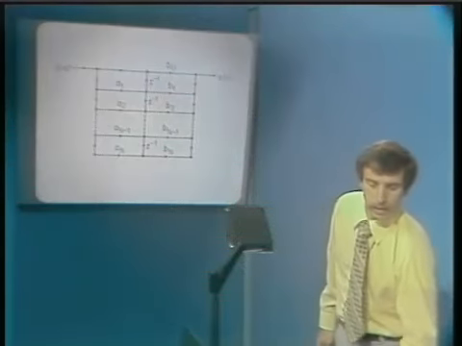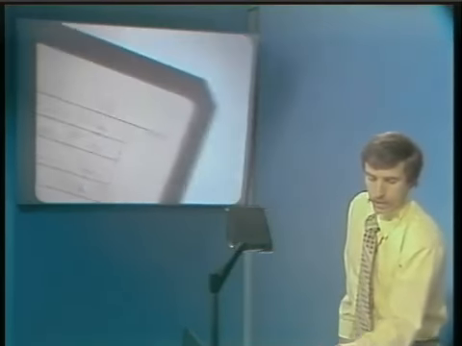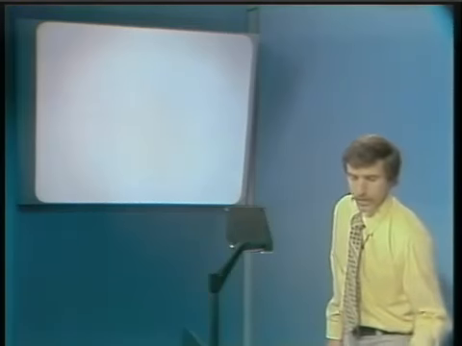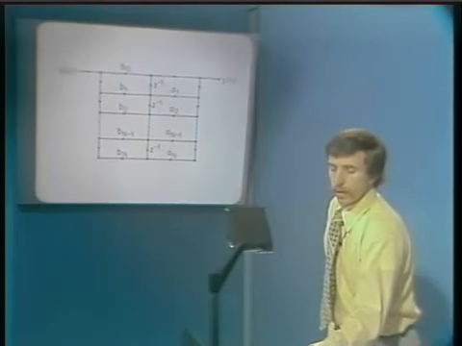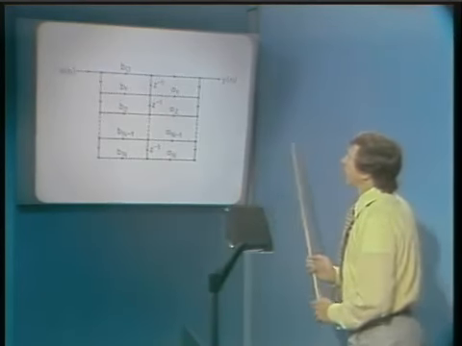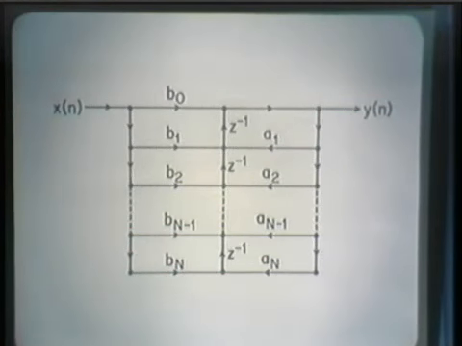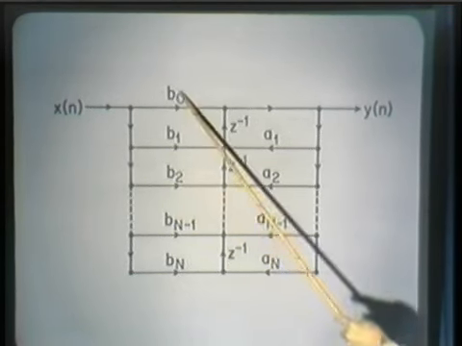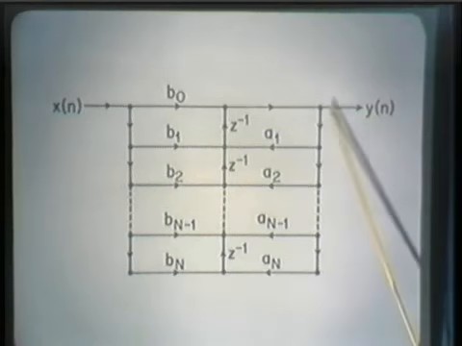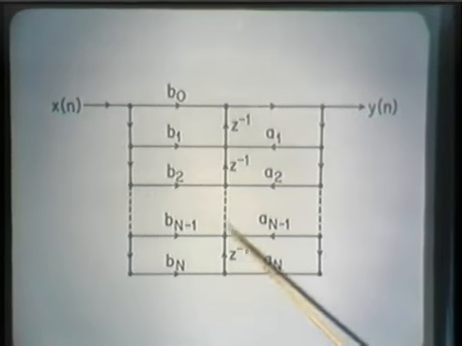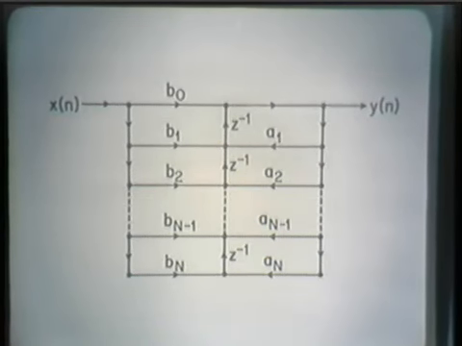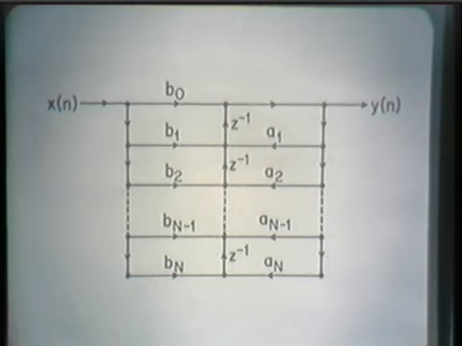In fact, the network that results is what I've indicated here. This is then the transposed version of the structure that I just showed on the last view graph. The zeros are implemented here, the poles are implemented here, and the direction of the delay branches is reversed. But again, this is a canonic form structure.